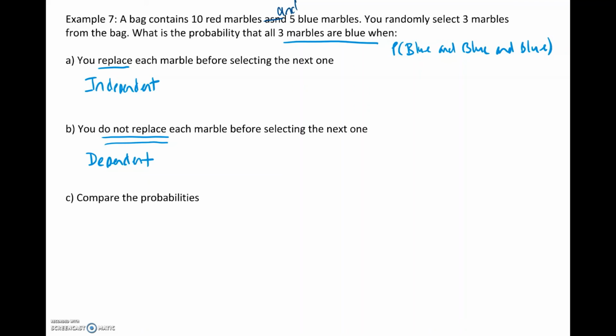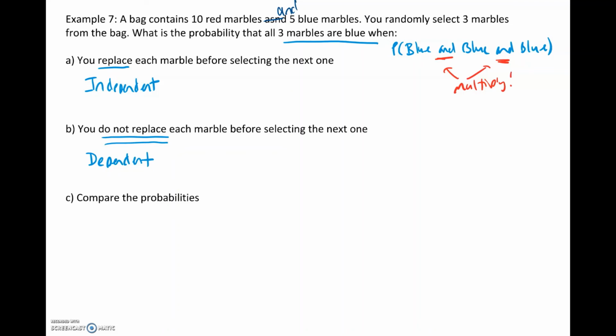So now, how does that affect our calculation? Well, don't be intimidated by 3 things. It's blue and blue and blue. You'll be like, wait, Ms. Huang, we've only talked about A and B. It doesn't matter. We can continue linking things by saying it's A and B and C and D. No matter what, as long as it says and, we're going to multiply.